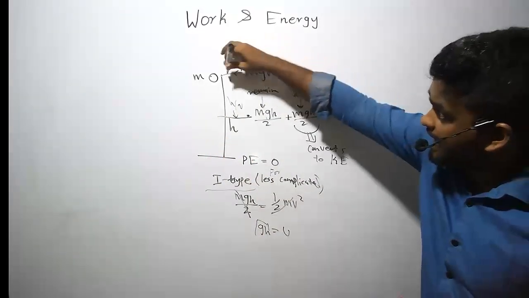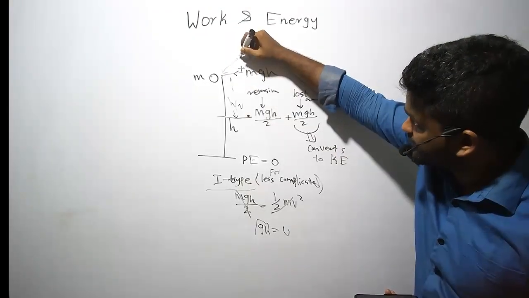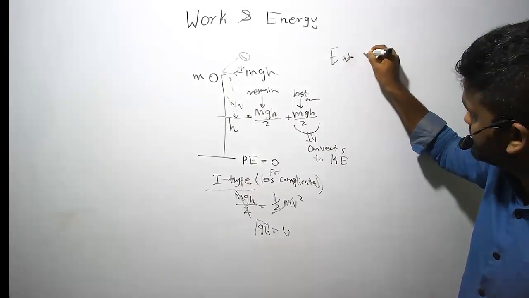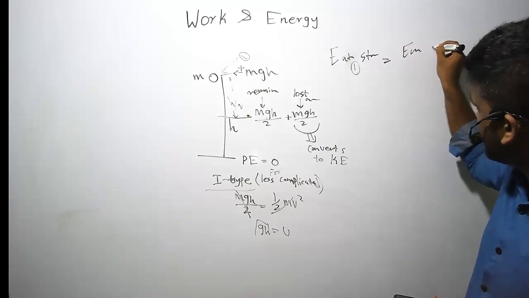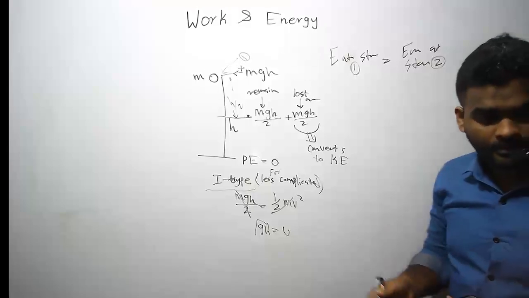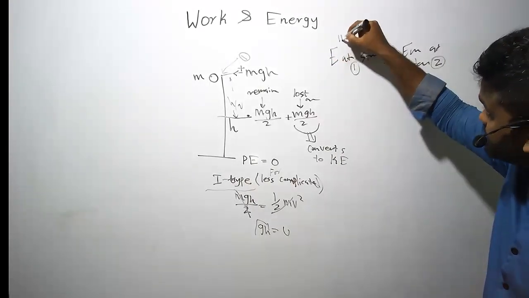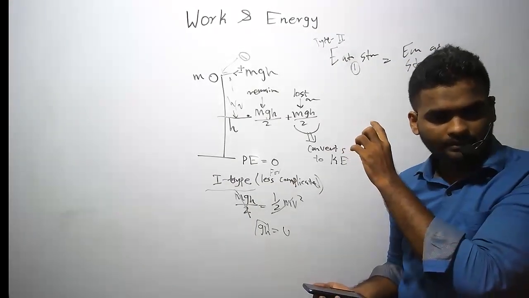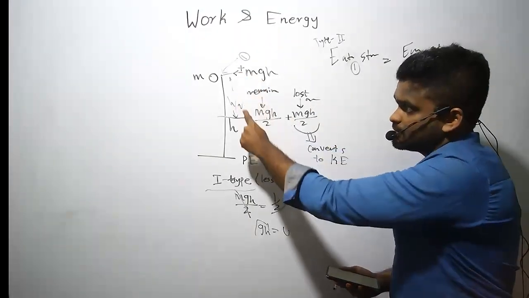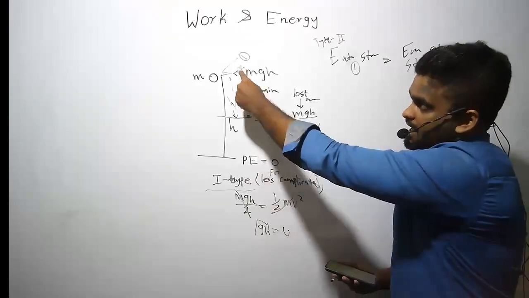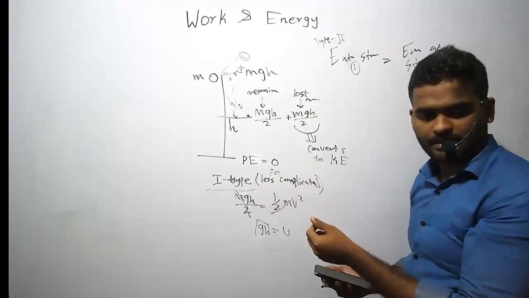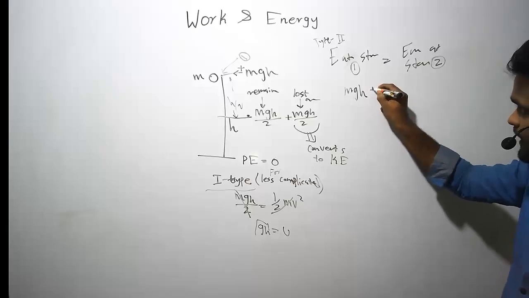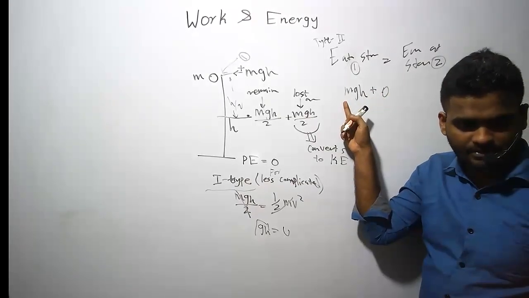That method is energy. So you are considering two states. Energy at state 1 equals energy at state 2. So this is the second type, right? Type 2. Energy here is equal to energy here. So it is energy conservation, right? Let's say how to apply that. What is the energy here? At 1, energy is mgh. Kinetic energy is 0. Potential energy is mgh, kinetic energy is 0.